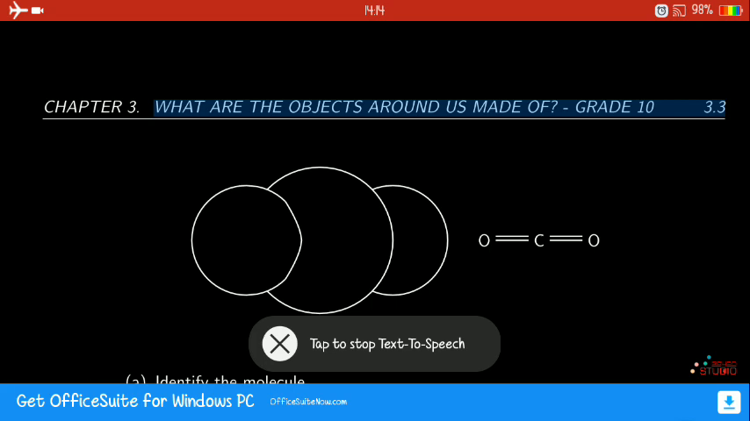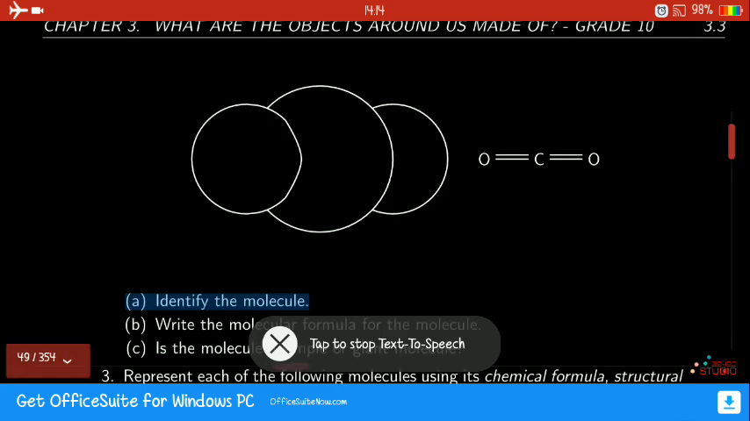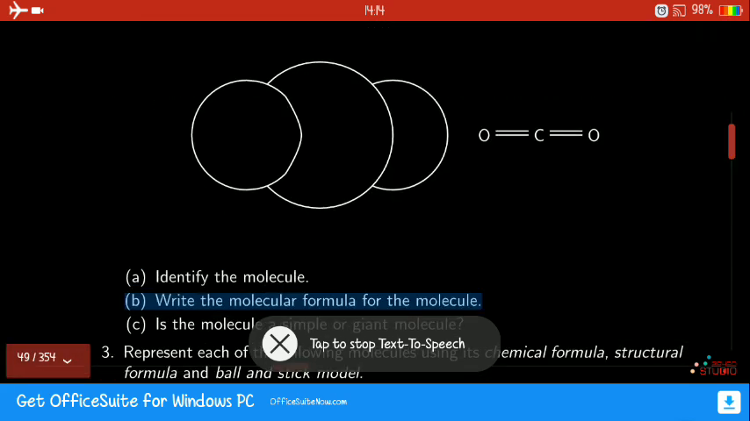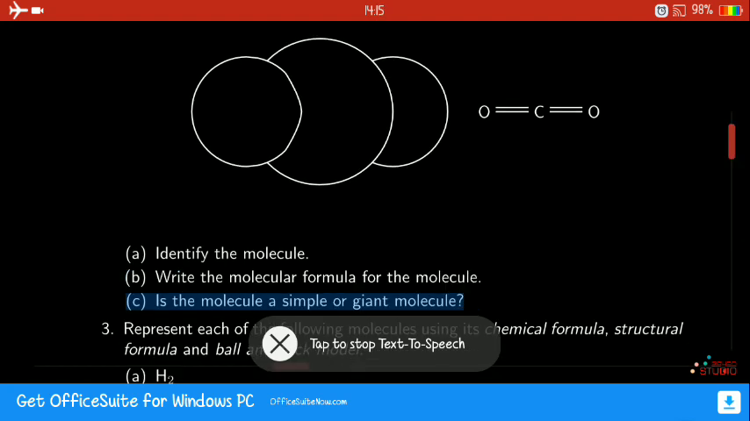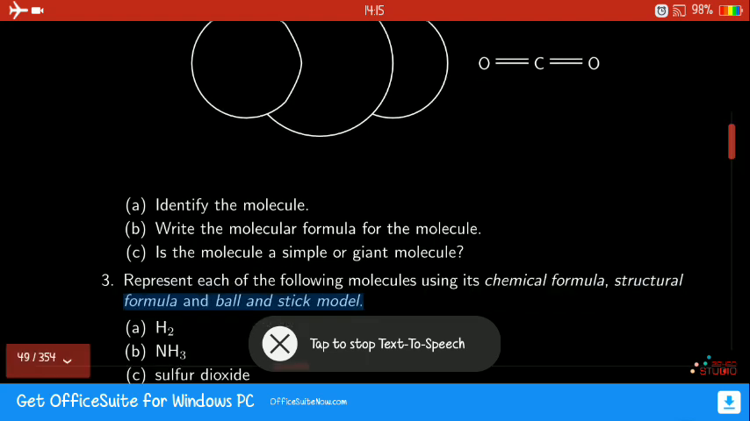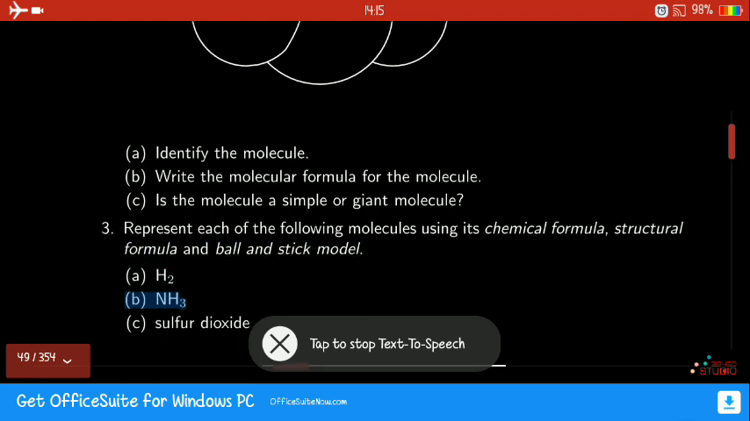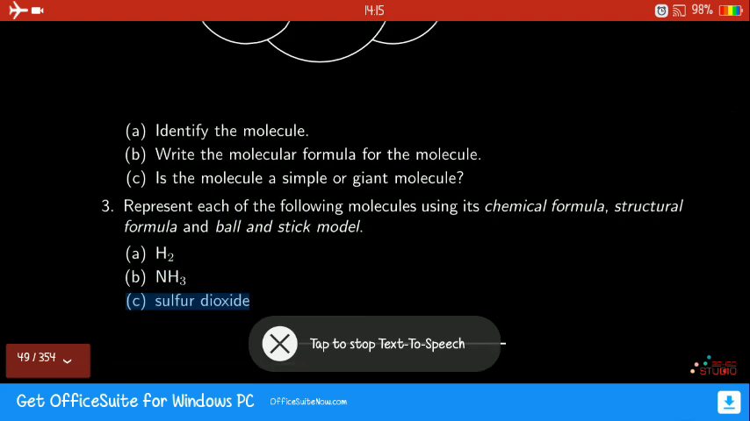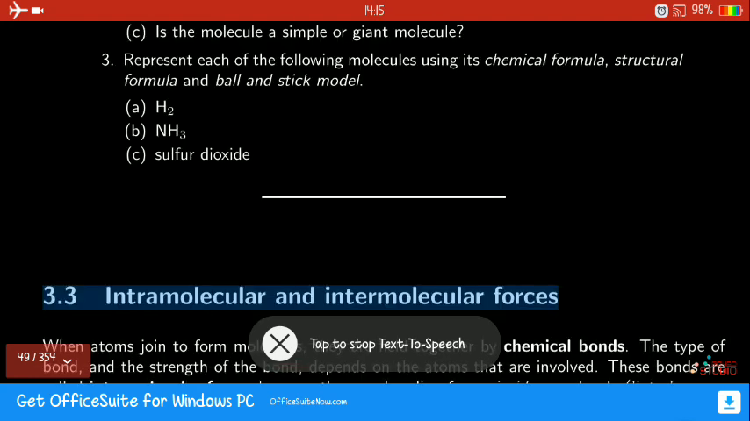A. Identify the molecule. B. Write the molecular formula for the molecule. C. Is the molecule a simple or giant molecule? 10. Represent each of the following molecules using its chemical formula, structural formula and ball and stick model. A. H2. B. NH3. C. Sulfur dioxide.